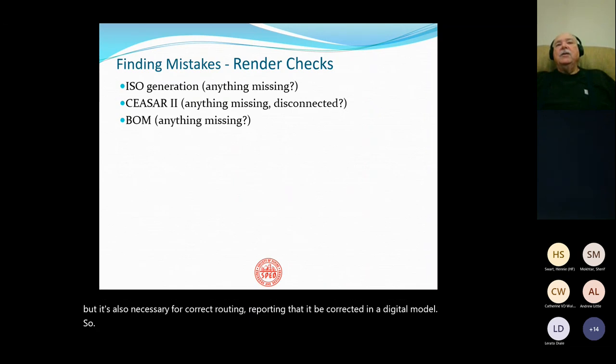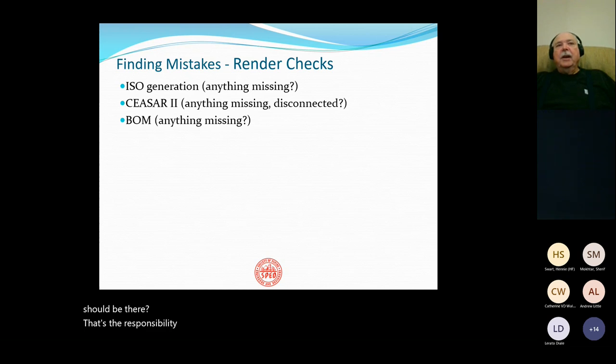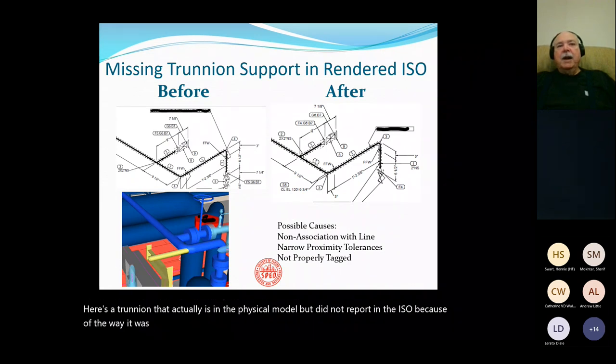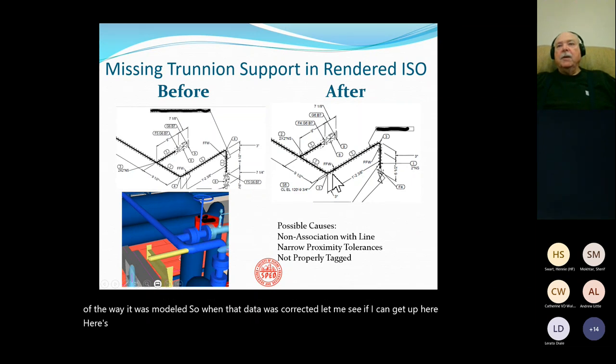So one way to find mistakes is to do a rendering. An ISO generation is something not missing, not showing up in the bill of materials. In the CAD model, like the one I just showed you, is anything missing or disconnected? You look in the bill of materials, is anything missing that should be there? That's the responsibility of checking the ISO. So for example, here's a trunnion that actually is in the physical model, but did not report in the ISO because of the way it was modeled. So when that data was corrected, here's the missing area, and when it's corrected, it shows up as corrected. And it's all a question of making sure the data in the CAD model is encoded correctly.